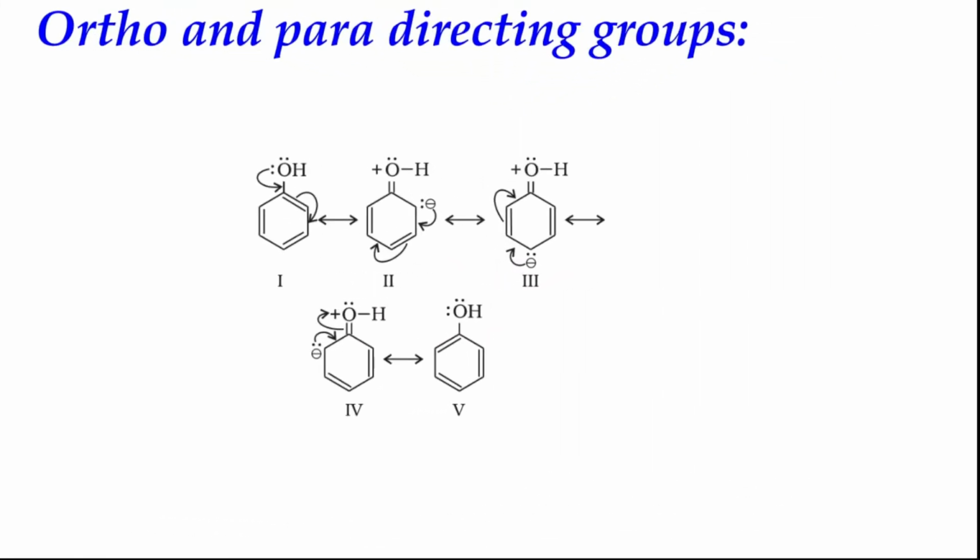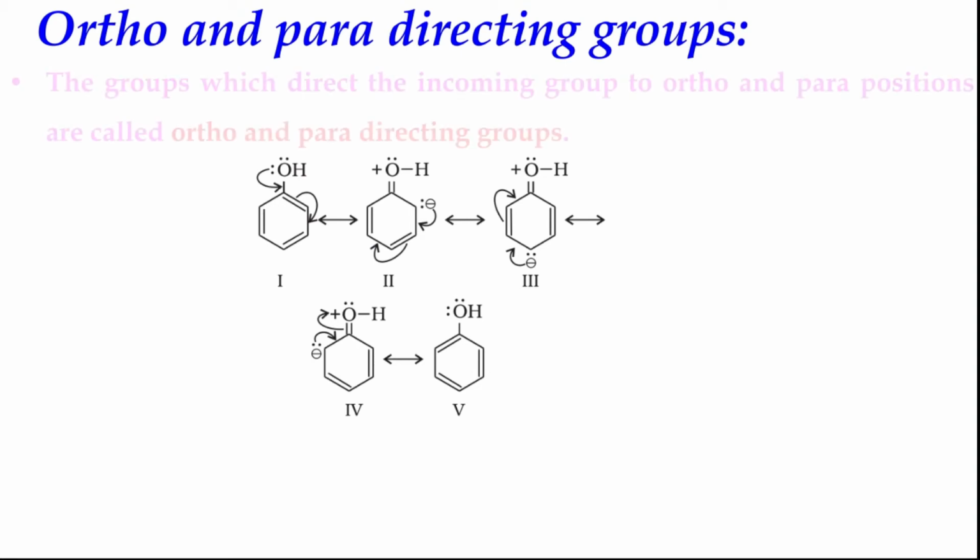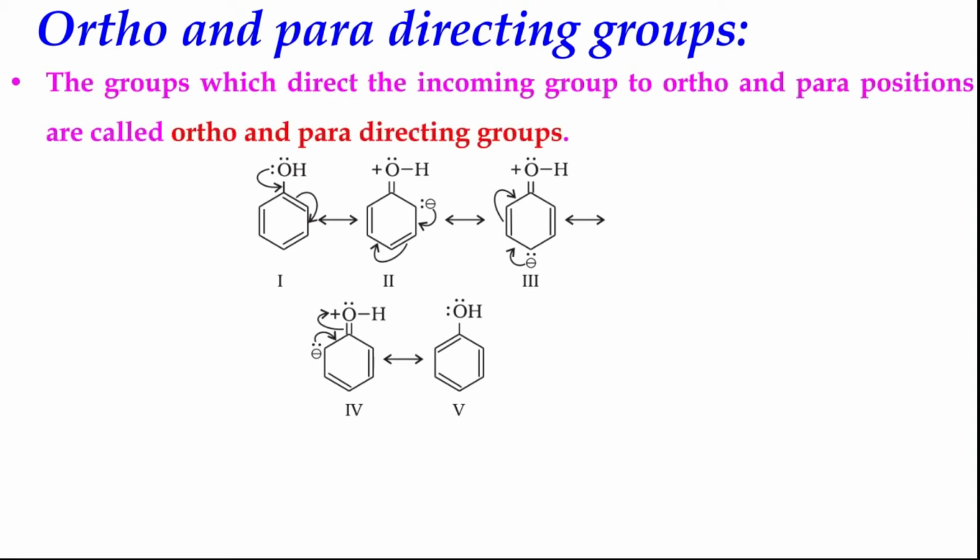So in case of monosubstituted benzenes, here you could see, OH group is there. So OH group is an ortho-para directing group only, in which the groups which direct the incoming group to ortho and para positions are called ortho-para directing groups. In case of phenol, it provides an extra negative charge on the aromatic ring, producing double bond character between benzene ring and OH group.